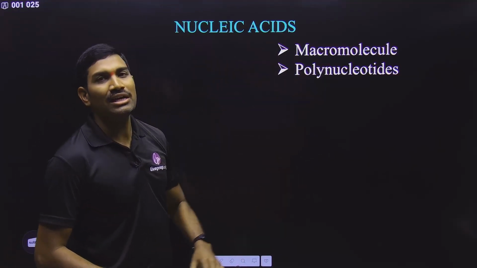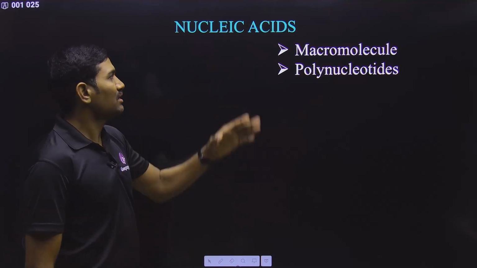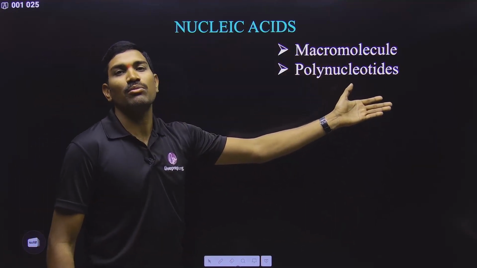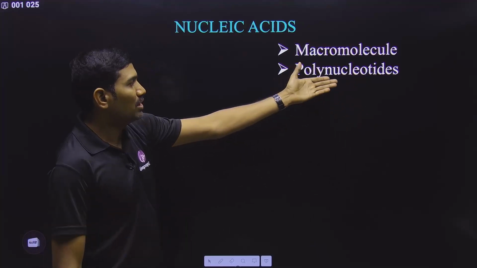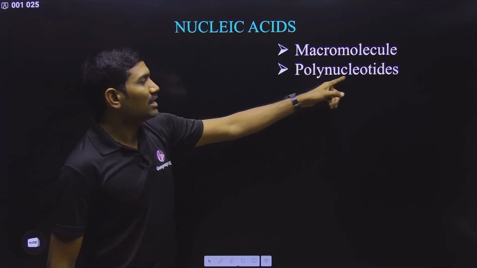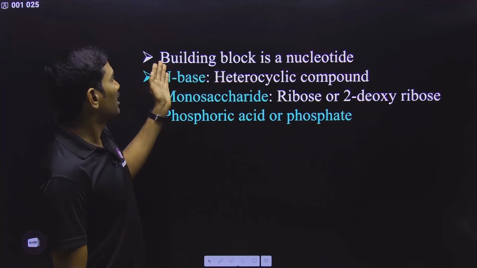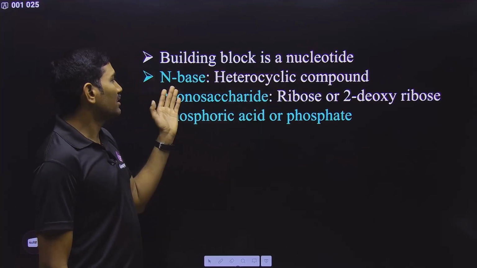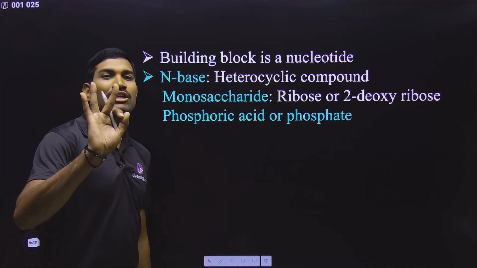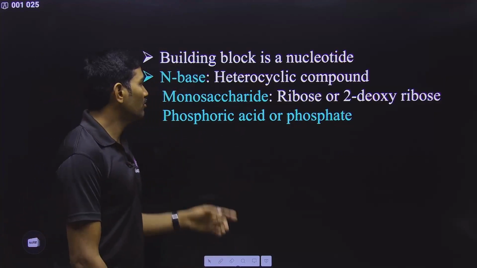Now we are going with the nucleotides and nucleic acids. Nucleic acids are also macromolecules. They are true macromolecules. They are polymers of nucleotides. That's why they are called polynucleotides. And now here their building blocks. Each unit is called a nucleotide. And each nucleotide has 3 components. What are the 3 components of a nucleotide?